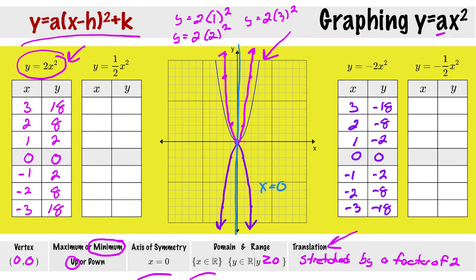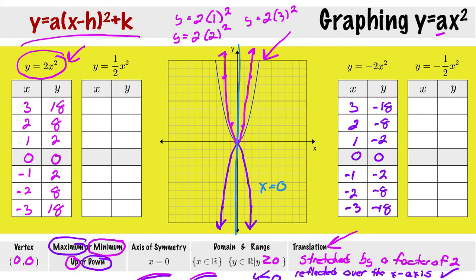When we're looking at the purple, the vertex is the same. It's opening down and it's a maximum. Axis of symmetry, identical. Domain, identical. The difference here, the range is now less than or equal to 0. It's stretched by a factor of 2, but it's reflected over the x-axis.